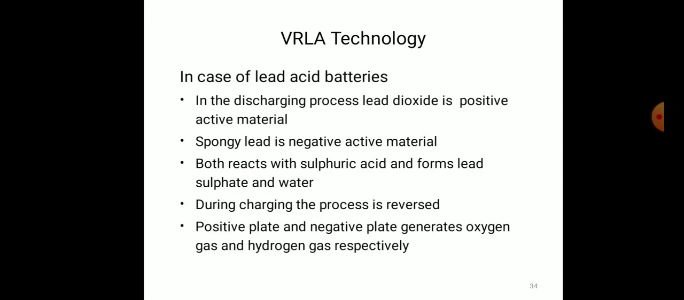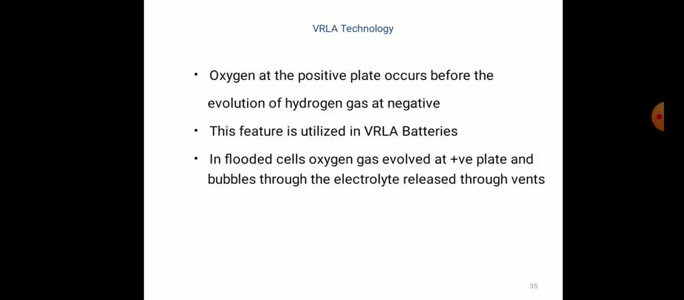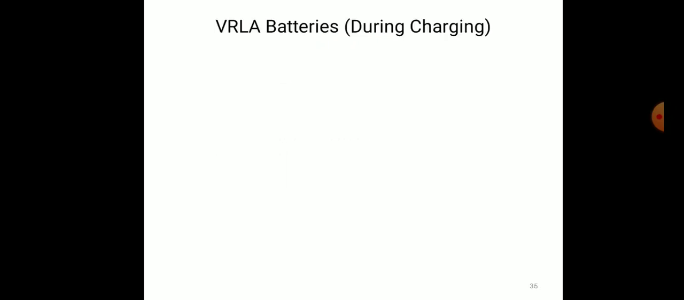The positive plate and negative plate generate oxygen gas and hydrogen gas respectively. Oxygen evolution at the positive plate occurs before the evolution of hydrogen gas at the negative plate. This feature is utilized in VRLA batteries. That is, these two gases combine to form water. In flooded cells, oxygen gas evolved at the positive plate bubbles through the electrolyte and is released through the vents.